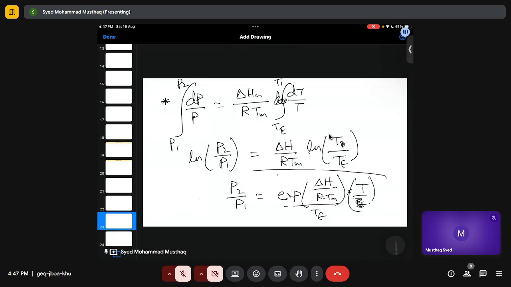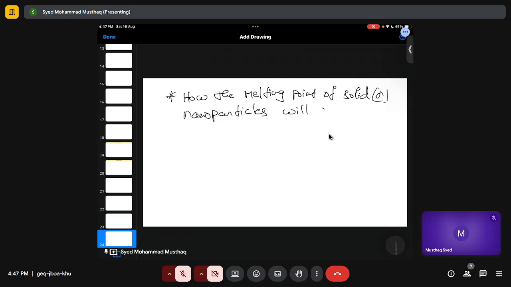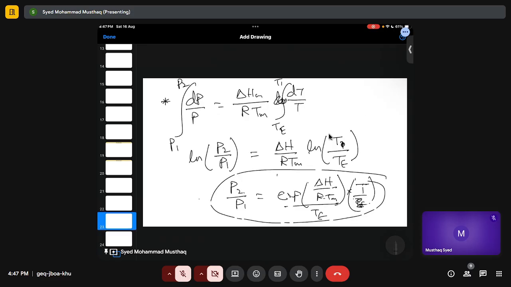Now this relation will tell you how the temperature dependence of the melting point of solids or nanoparticles will change with respect to the pressure.